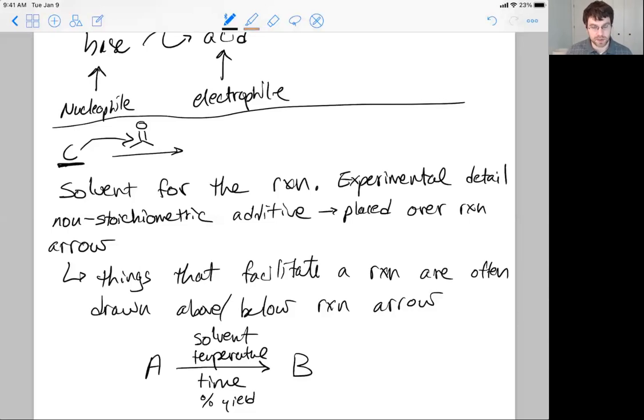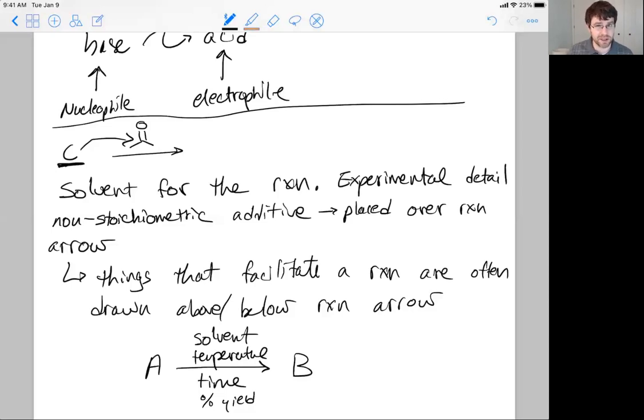but doesn't necessarily directly tell us what bonds are being broken and formed. We would put those above or below the arrow. It's not something to worry about too much. It's not something to really strictly adhere to. What I want you to do is just get comfortable. If you see stuff drawn above or below the arrow, don't freak out. It really doesn't mean too much.